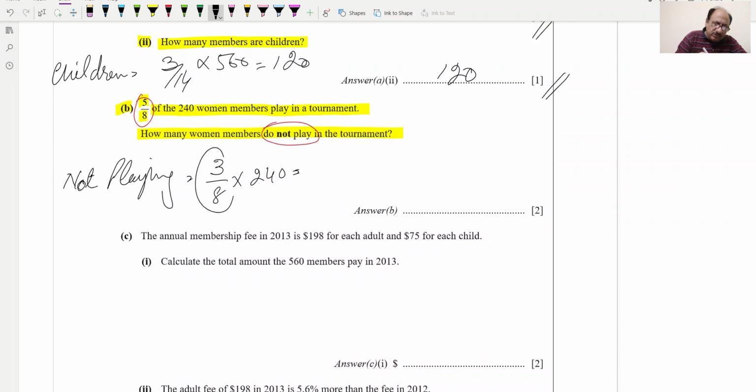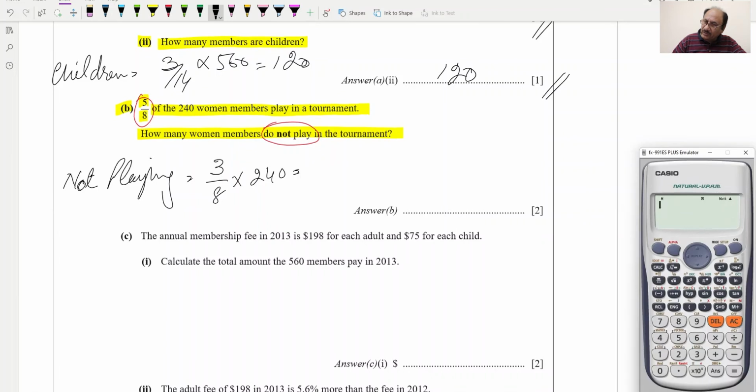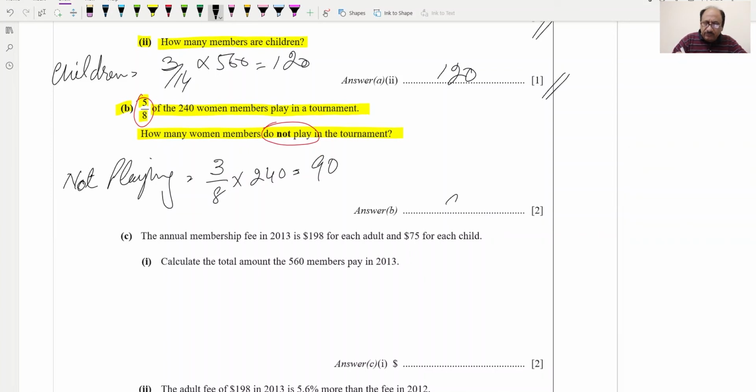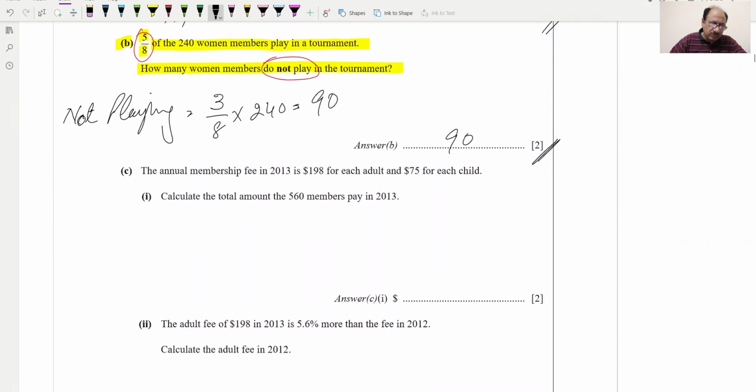From where did we get this 3 by 8? This is 1 minus 5 by 8, and that will be basically 3 by 8. So 3 over 8 of 240 results in 90. So 90 women are not playing. This was a 2 mark question which we are done.